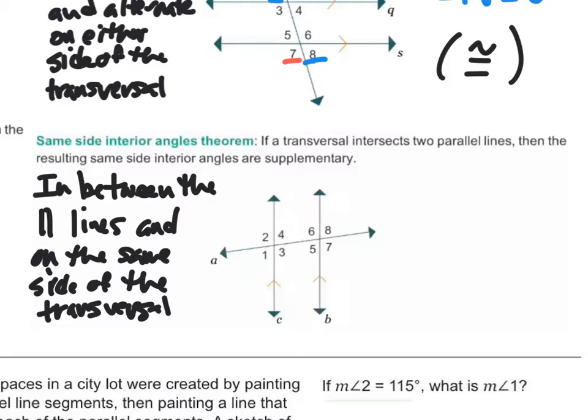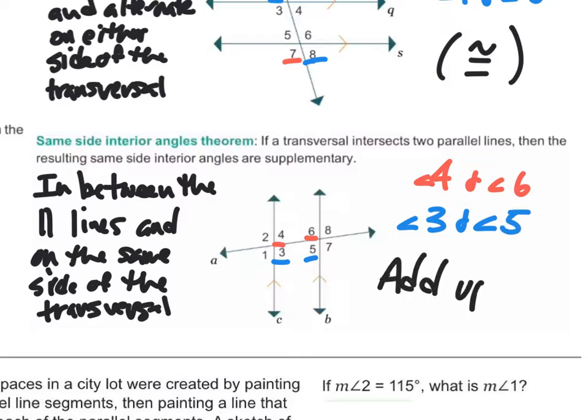Okay, and so that would be something like angle 4 and angle 6, and then the other ones would be angle 3 and angle 5. Okay, and what I know about these is that they are supplementary. They add up to 180 degrees. Okay, so that's what we've got for those.